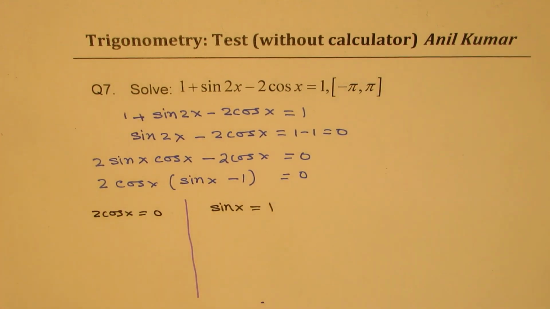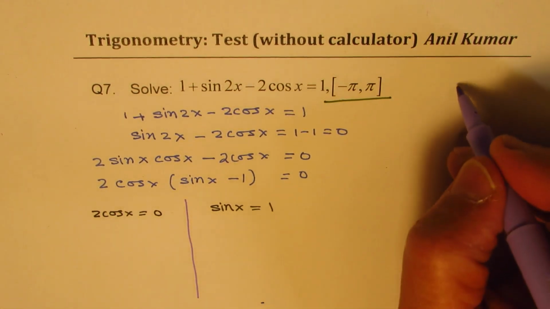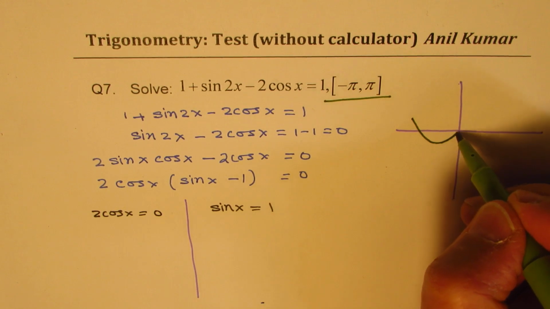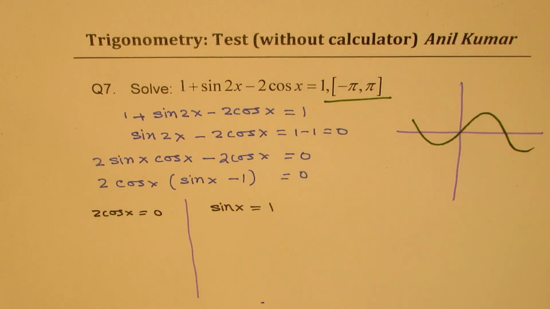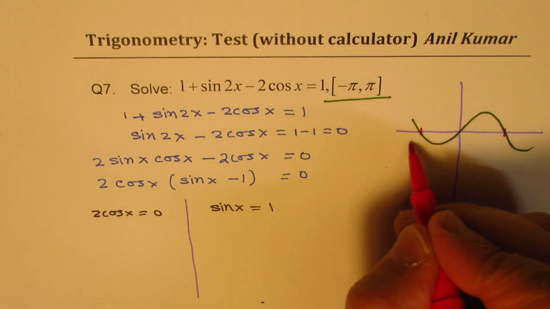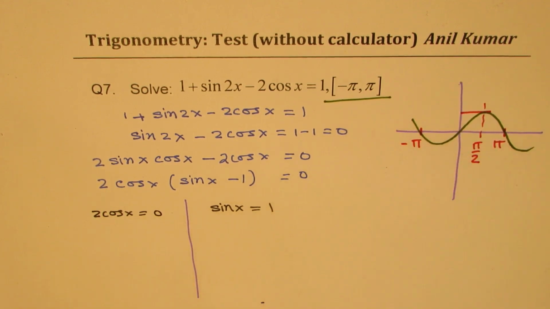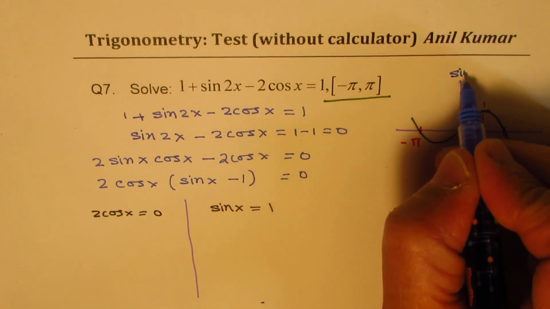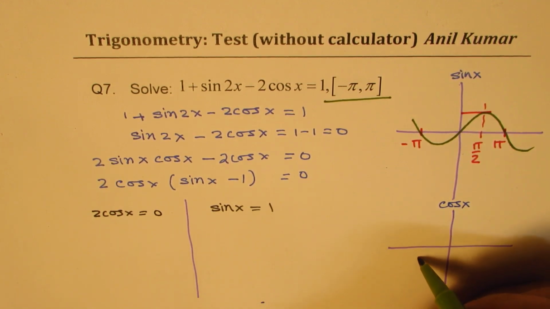Okay? Now we have to work in the interval minus pi to pi. That is kind of important to understand. So if you sketch your graph for sine x, for example, sine x is kind of this. So from minus pi to plus pi, it is 1 at pi by 2, correct? As far as the cos x is concerned, this is sine x, right? So if you sketch cos x, you know cos x is 0 at pi by 2 plus minus pi by 2, correct? So you could sketch like this.